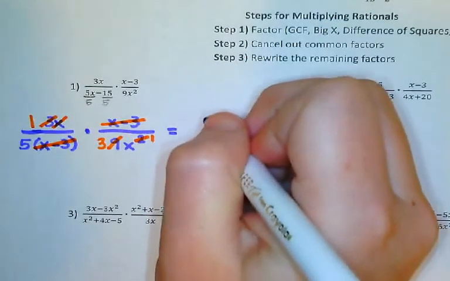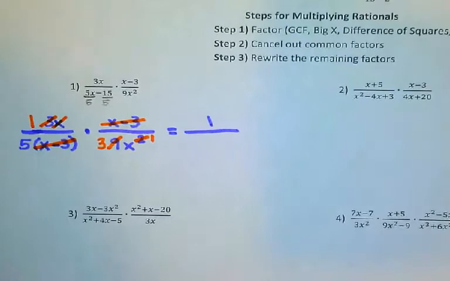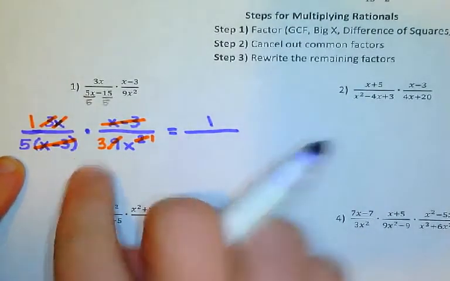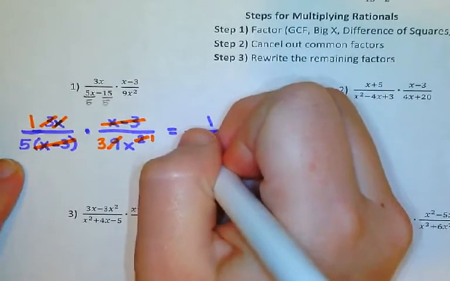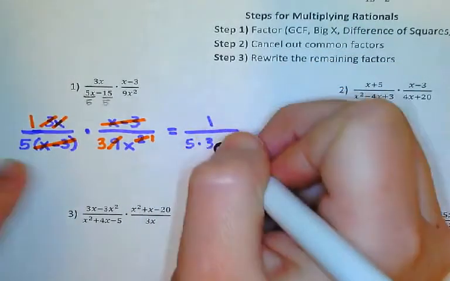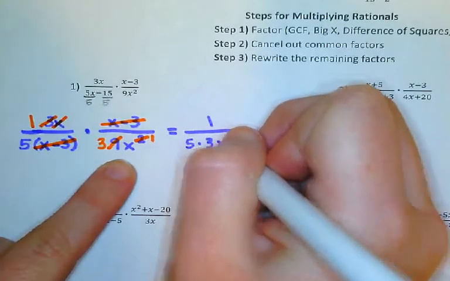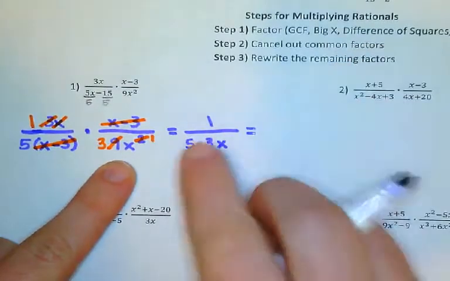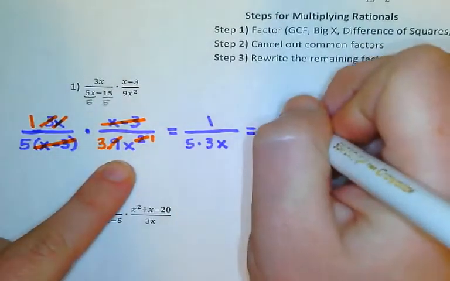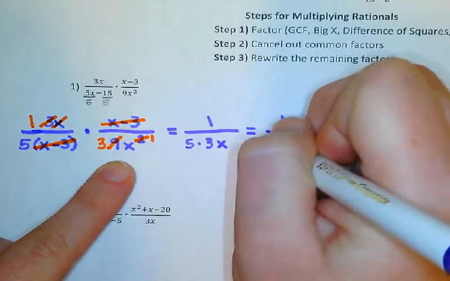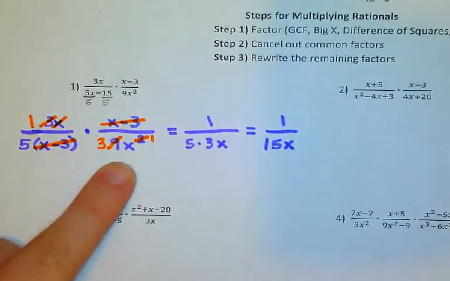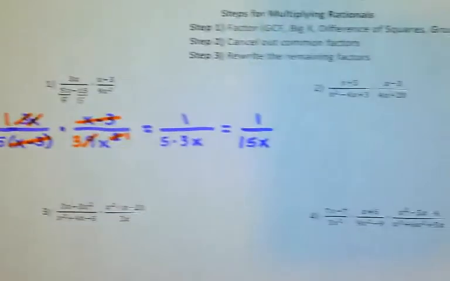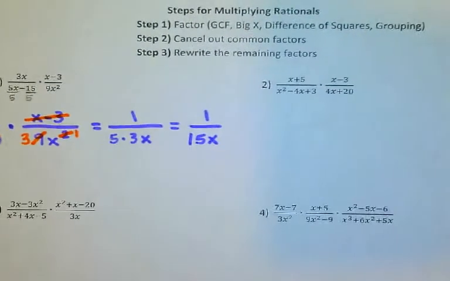Alright, so I'm going to put 1 on the top of my answer, the top of my fraction, and on the bottom I have 5 times 3 and this x. Alright, so then to write our final answer, we just multiply those denominators together, so we're going to get 1 over 15x. And there's our final answer for multiplying those rationals. Let's take a look at a couple more examples and then some dividing.